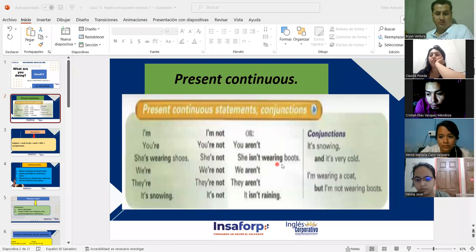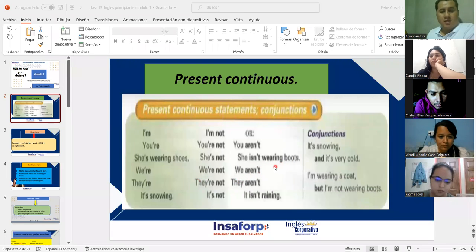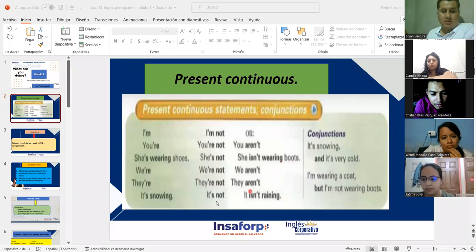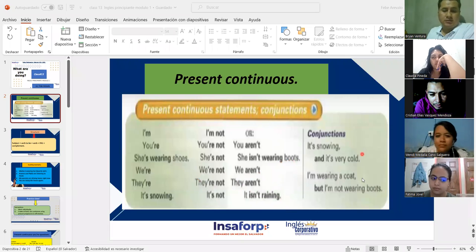I'm not wearing boots. You are not wearing boots. You aren't wearing boots. She's not wearing boots. She isn't wearing boots. We're not wearing boots. We aren't wearing boots. They're not wearing boots. They aren't wearing boots. It's not raining. It isn't raining. Very good, excellent.